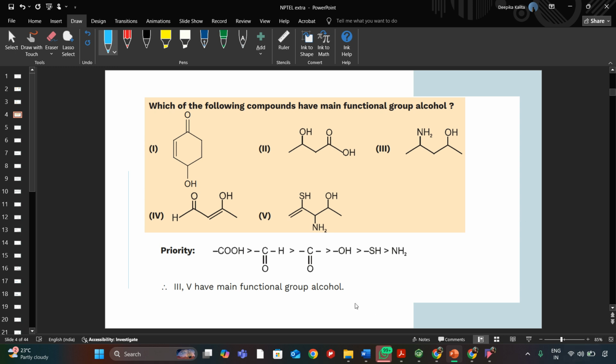And here I have mentioned the priority list of the very common functional groups. As we know that carboxylic acid, aldehyde and ketones have higher priority than hydroxyl group, whereas amine and thiol group have lower priority than hydroxyl group. So in that case, the first two compounds have ketone and carboxylic acid. So these two will not have OH as the main functional group.